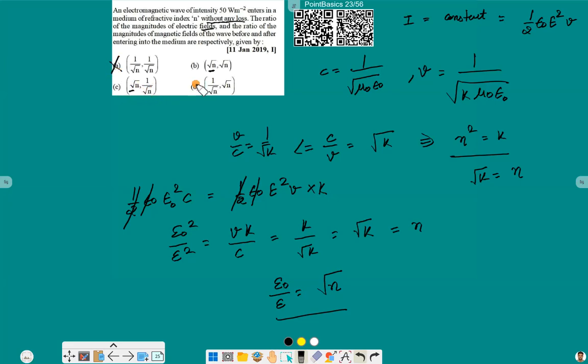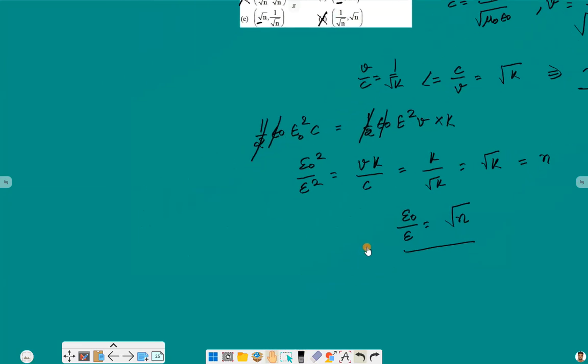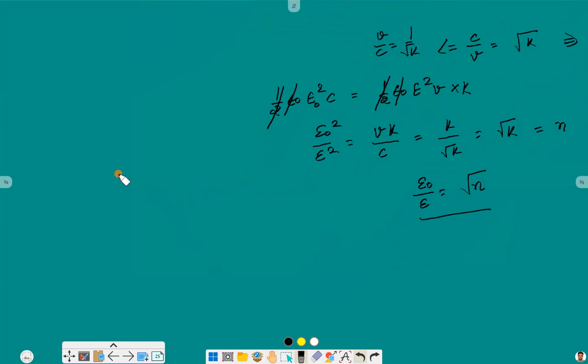So that is satisfied in option B and option C. So options A and D are cancelled, and then we can take it further. As we know, for vacuum C will be equal to E naught by B naught, and inside the medium V will be equal to E by B. Now if we divide both of these, we will get C by V is equal to E naught by E multiplied by B by B naught. Now C by V is equal to under root K. So this will be under root K.